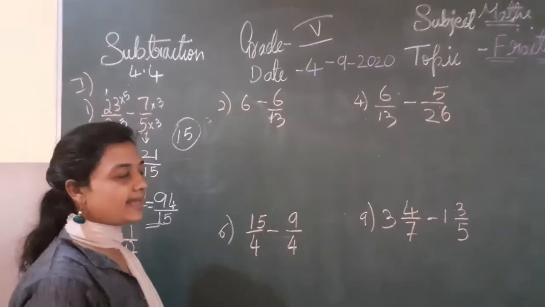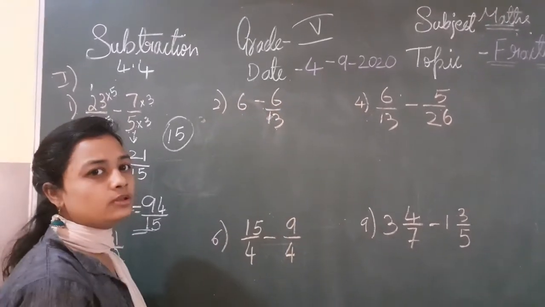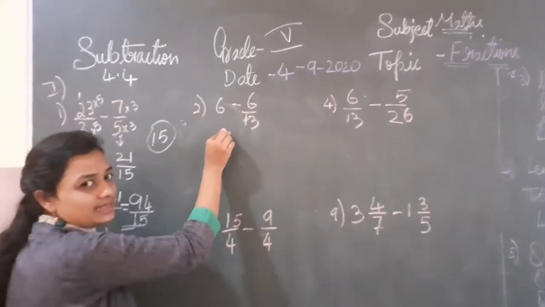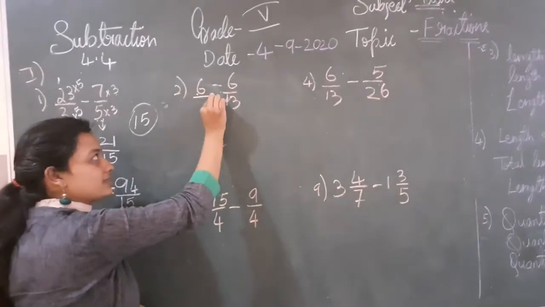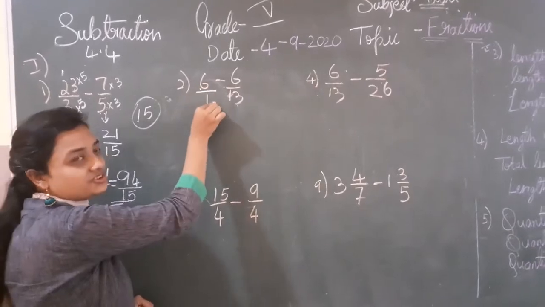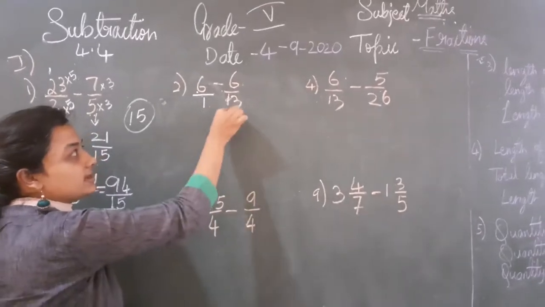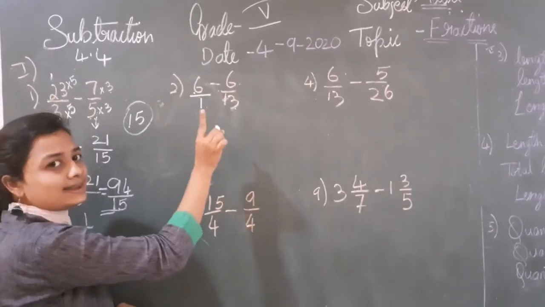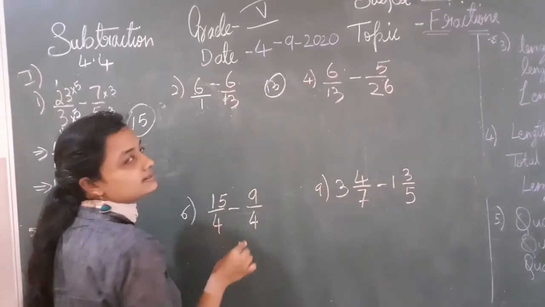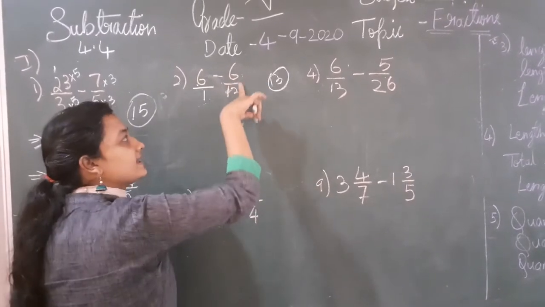Now come to the second sum. You have 6 minus 6 by 13. You can see this is not a fraction. So what should I do now? If there is nothing in the denominator, I will draw a line and write the denominator as 1. So now I can see this is a fraction: 6 by 1 minus 6 by 13. So there are different denominators, so it is an unlike fraction. I have to take the LCM, and the LCM is 13. And you can see 13 in the second fraction, so no need of changing this. I write it as it is.